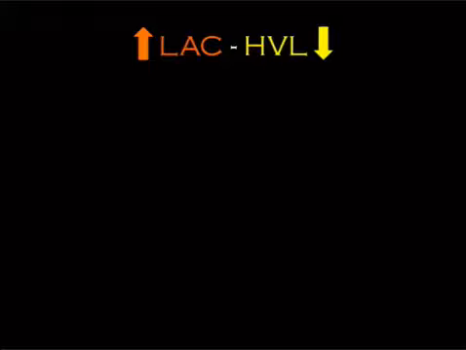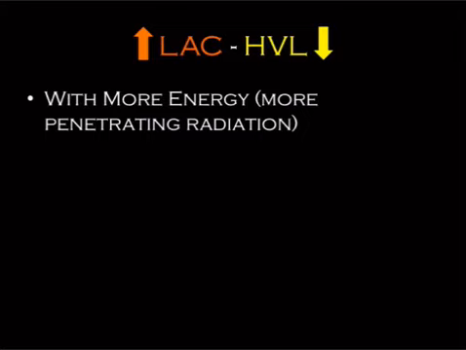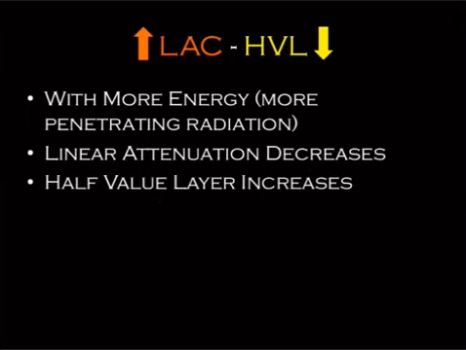So the typical relationship is that when your linear attenuation coefficient goes up, your half-value layer goes down. So if you have more energy, so you have more penetrating radiation, that is going to mean that your linear attenuation is going to decrease, and your half-value layer increases. So if you remember, the third half layer had more penetrating capacity than the second half layer, and more penetrating capacity than the first half layer.